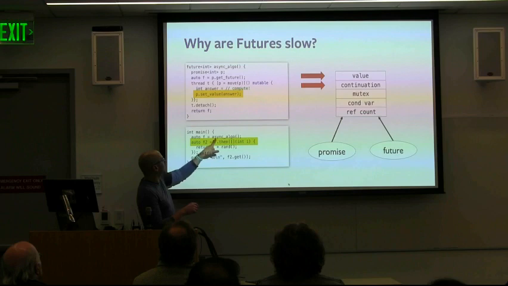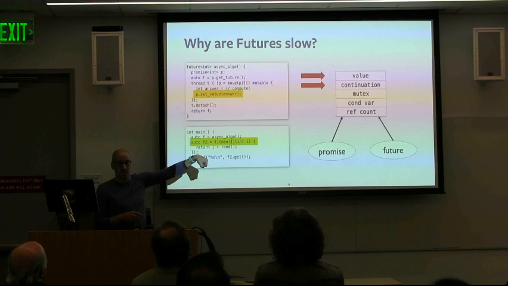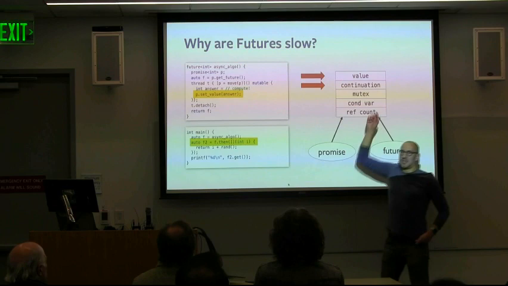Because at the time you create this shared state, that is way up there when you create the promise-future pair, you don't know the type of the continuation that the user is going to attach to this thing. So that's like this thing. You need to declare a field before you know the type of the thing you're going to stick in it.